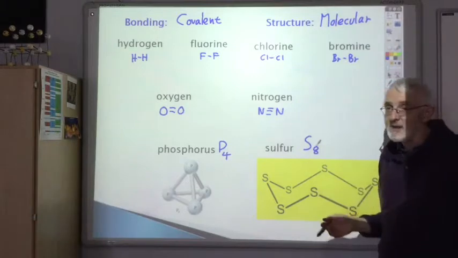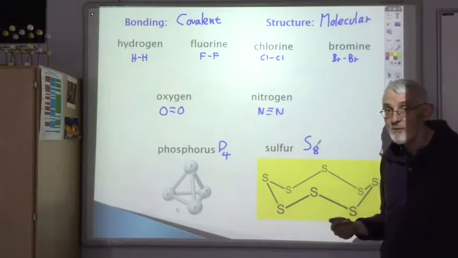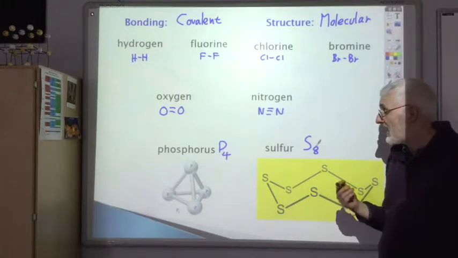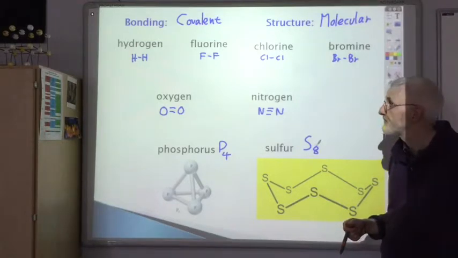Now they're all covalent substances, they don't conduct electricity, they tend to have quite low melting and boiling points. But again, the strength of the intermolecular force will determine how low the melting and boiling point is.